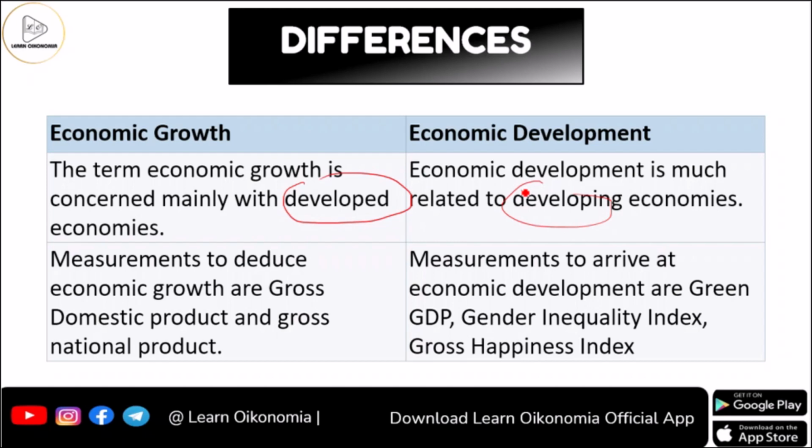And coming to the measurement of economic growth, I told you that we will have GDP, and we will have GNP, or gross national product, to consider the economic growth. Economic development will consider several other indicators like the green GDP, where you take into consideration the environmental impact on GDP. You will have the gender inequality index, gender development index, gross happiness index, human development index, etc.